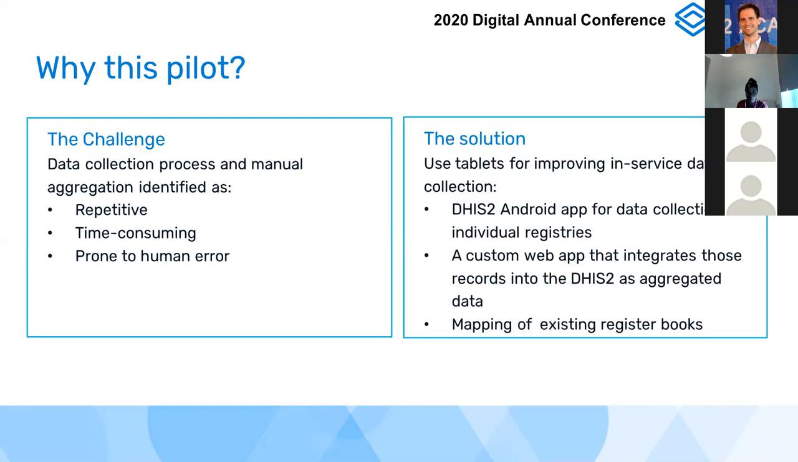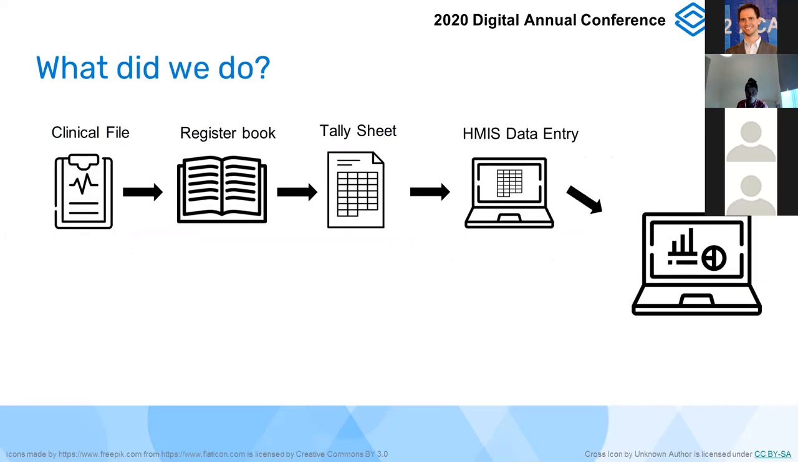The solution in response to this challenge: we designed and piloted a system trying to assess the use of tablets for improving in-service data collection. The system consisted of the DHIS2 Android app for data collection of individual registries and a custom web app that integrated those records into DHIS2 as aggregated data. In order to do that, we needed to map all existing registry books to be sure that all the data that the users need to collect were integrated into the app. But actually, what could the user see in the hospital?